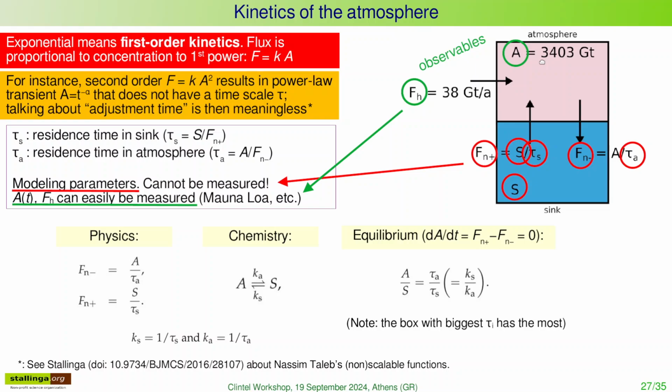The ratio between the two is given by the ratio of the kinetic constants, or the ratio of the residence times. Namely, if the residence times get bigger, there is more percentage of the molecules in that system. For instance, if the residence time in the sink is much bigger than the residence time in the atmosphere, many more molecules are in the sink relative to the atmosphere. That is absolutely classic chemistry kinetics.